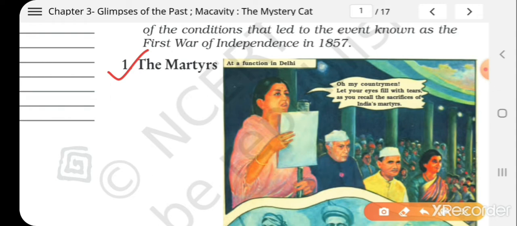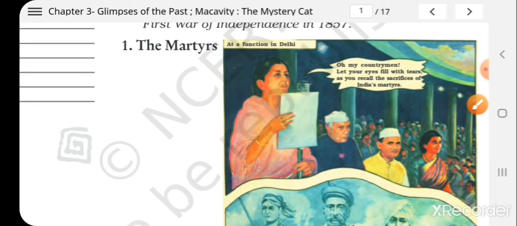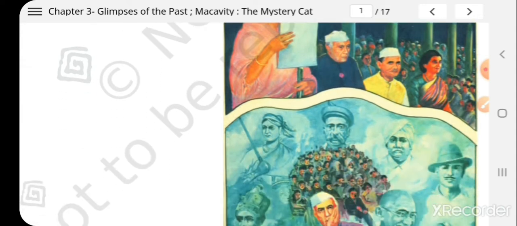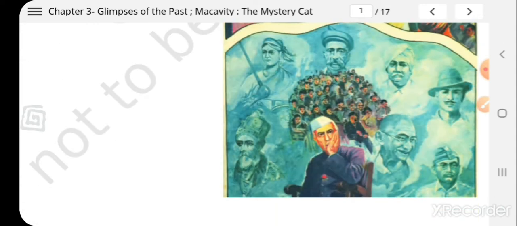Actually this is the English translation. You have to tell me the Hindi lyrics in the comment section and the name of the singer as well. Next, all the people are sitting here and they are recalling the martyrs of our country. Here you can see.